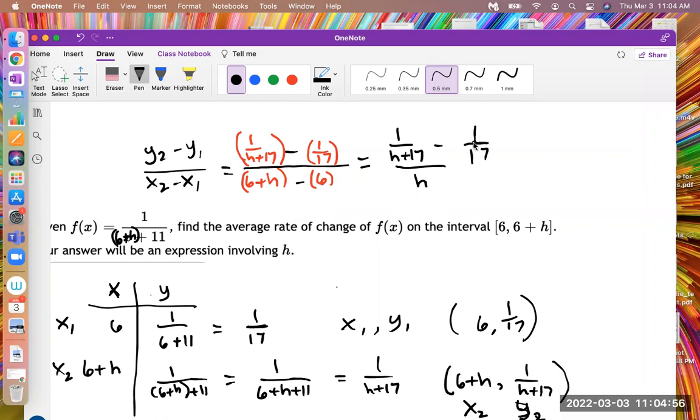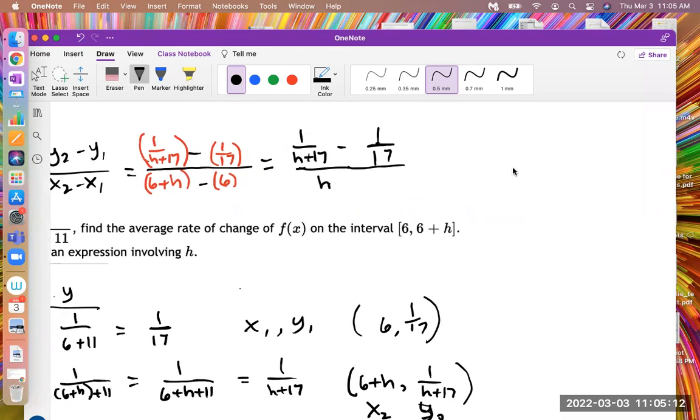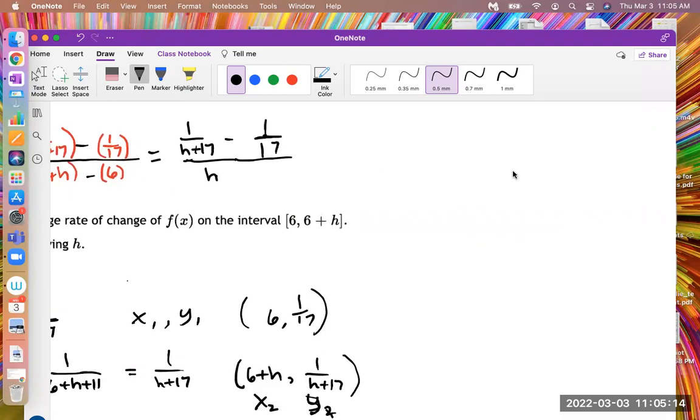So what I want to do to simplify this is to add these fractions together, and then I can hopefully make this look a little better. This is going to be a lot of work adding these fractions together, but it's not too bad.